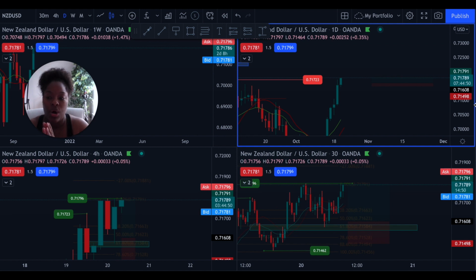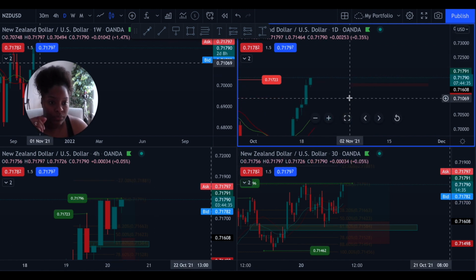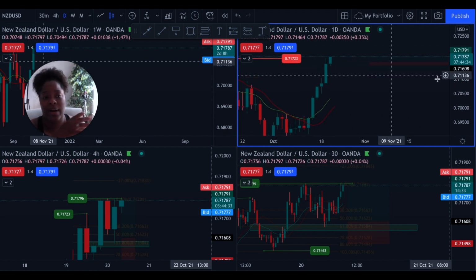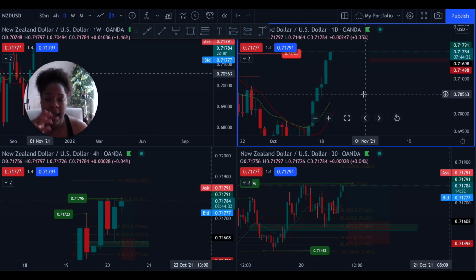So I'm going to start with New Zealand dollar USD, since this is the first trade I took today, this morning, and then I'm going to get into the trade that I took yesterday on pound New Zealand. So I actually bought New Zealand dollar versus the United States dollar. So let's go ahead and get into it. We're going to start here in the upper right hand quadrant, and I have four charts going.